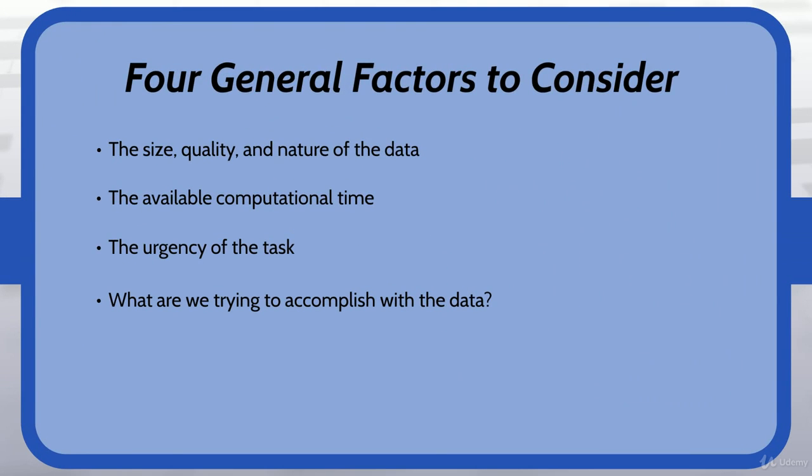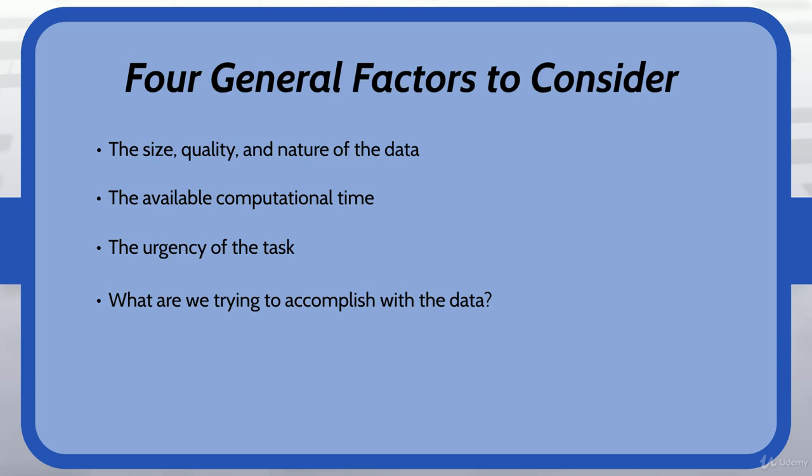There are 4 general factors that you are going to want to consider when you are picking a machine learning algorithm. And this is just generally, this isn't necessarily the first step. And those 4 factors are the size, quality, and nature of the data. Again, what type of data you have is going to be ultimately what decides what machine learning approaches are available for you to use. Another thing you should consider is the available computational time.